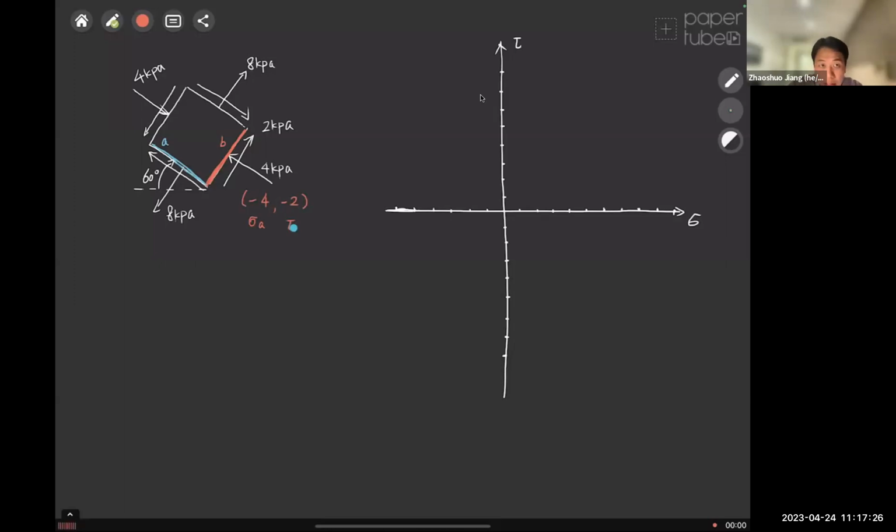If we look at the stresses at plane A, it has a normal stress pointing away from the small cube, which is 8 kilopascal. That means it is a tension stress, and therefore that is positive 8. That is our sigma A. And with that, the shear stress is 4 kilopascal clockwise. Therefore, that is positive. All right, that is our tau.